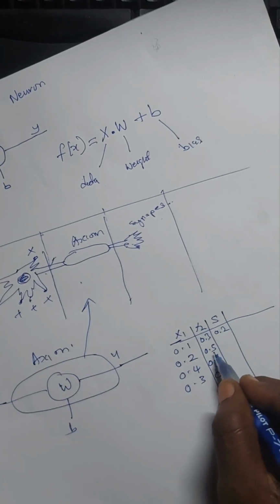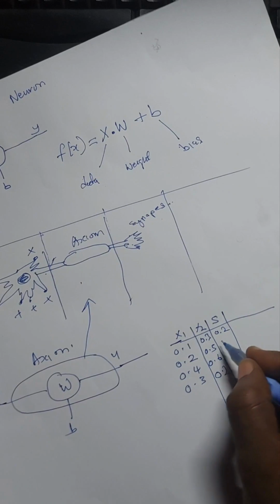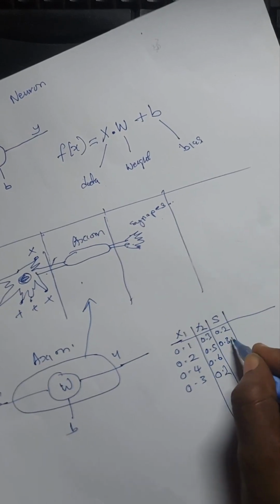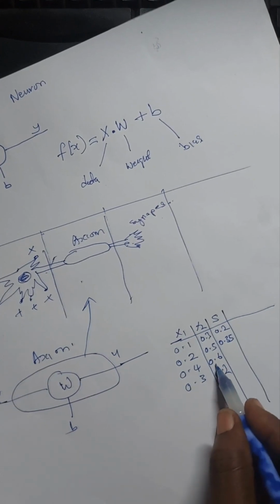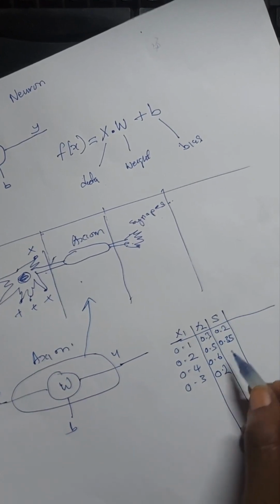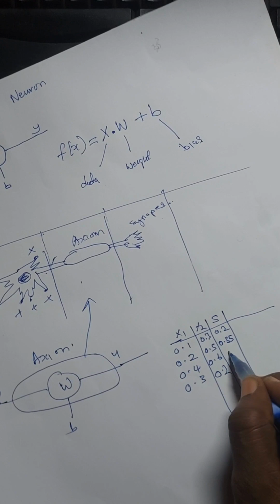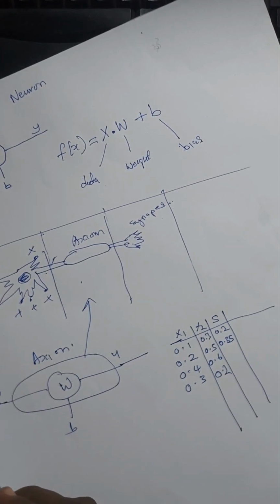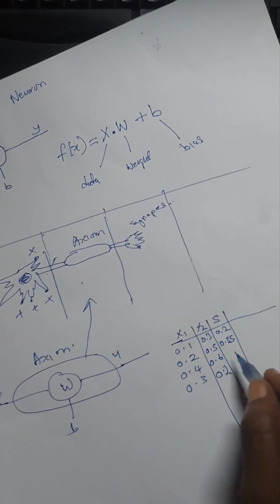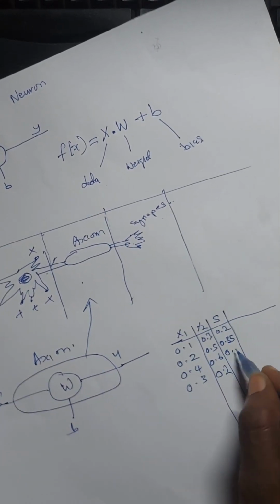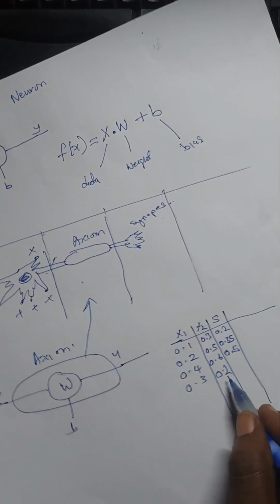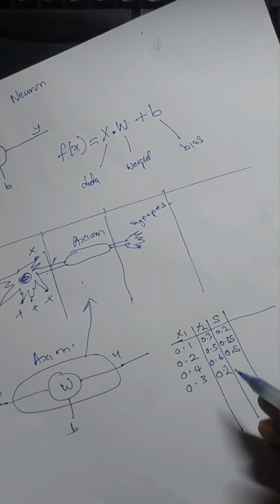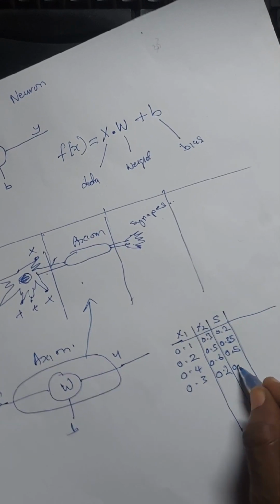0.2 plus 0.5 is 0.7, divided by 2. That will be 0.35. That's the signal strength. 0.4 plus 0.6, that will be 1, sorry. 1 divided by 2 will be 0.5. 0.3 plus 0.2 will be 0.5, divided by 2, that will be 0.25.